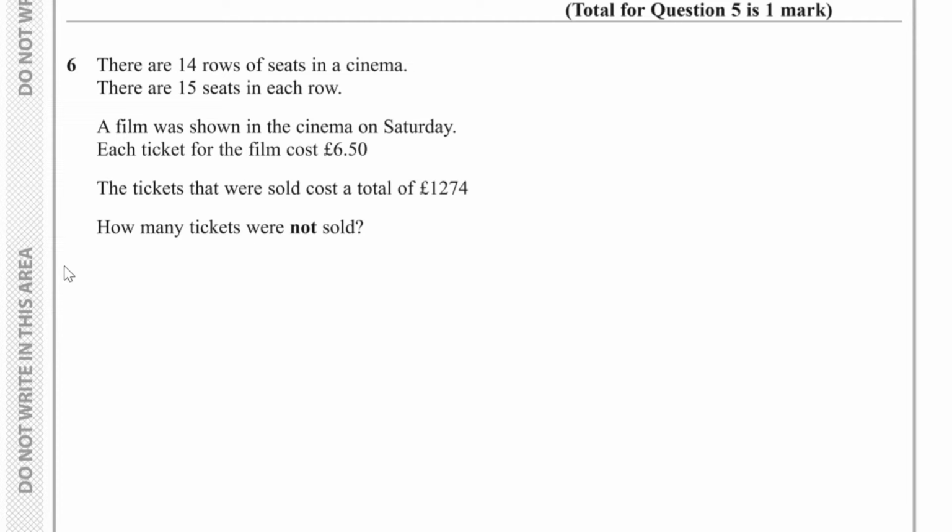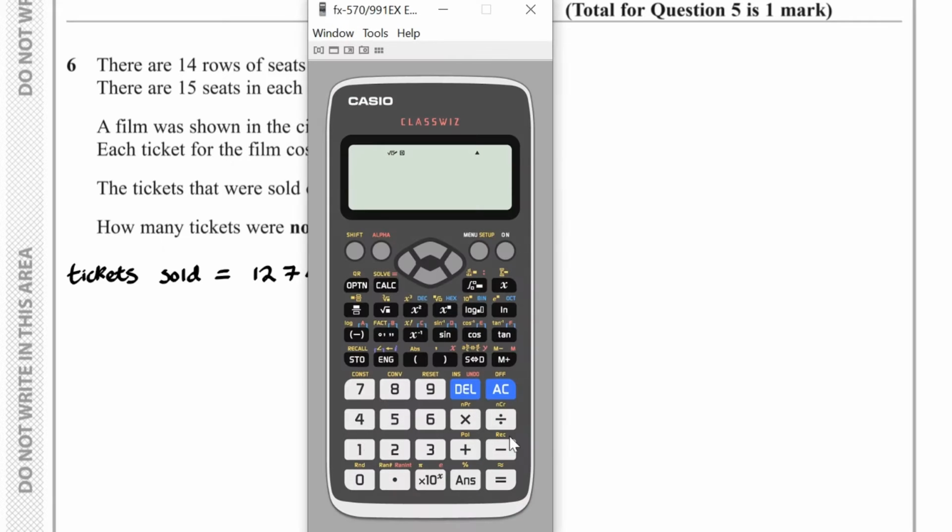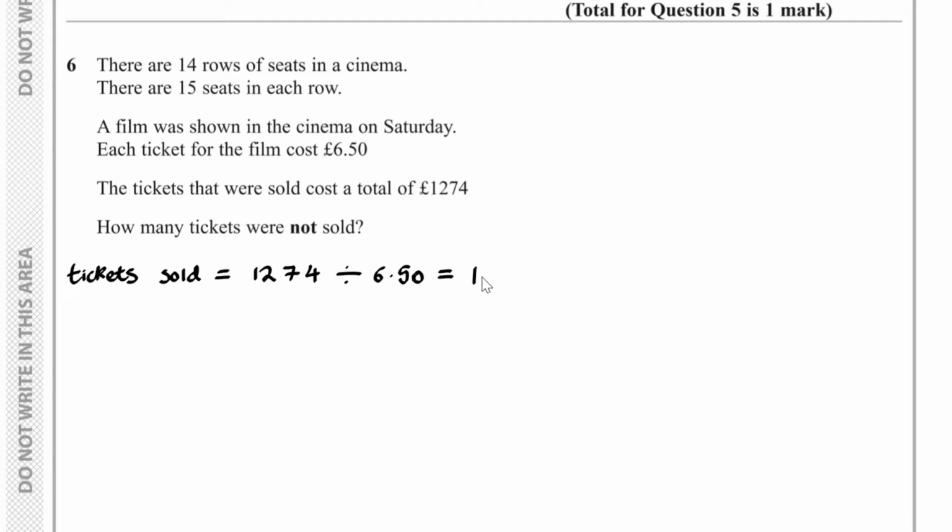So therefore the tickets sold, we have over here 1274 divided by £6.50, and if we work this out, 1274 divided by 650, it turns out we get 196. So you can see here there are 196 tickets which are sold.